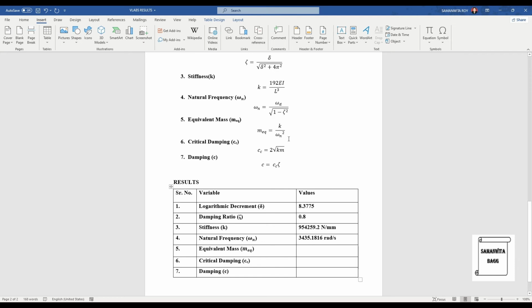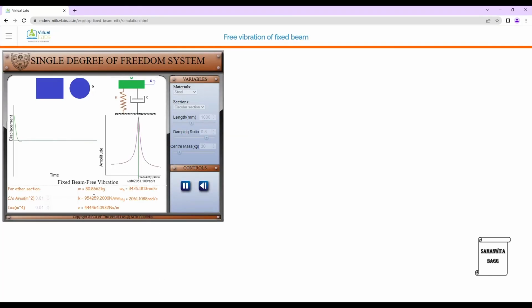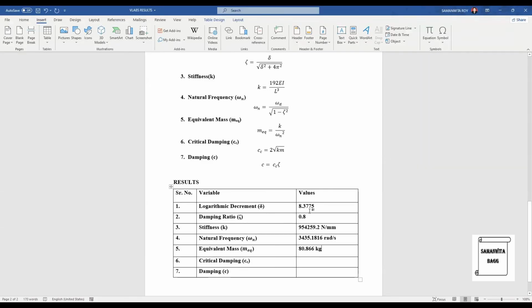Next, we will calculate M equivalent. I get the answer as 80.866 kg. Don't forget to convert this into Newton per meter. That's correct. Then we can calculate Cc using this formula. I get the value as 555579.42. Unit is Newton second per meter.